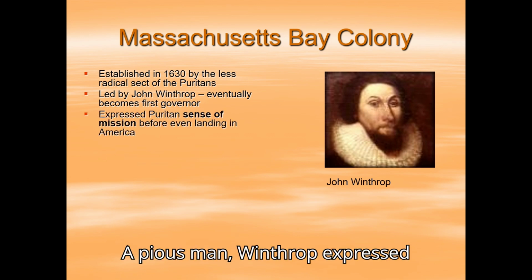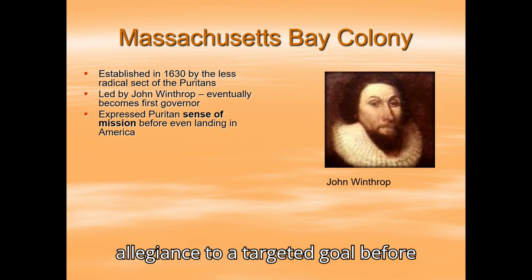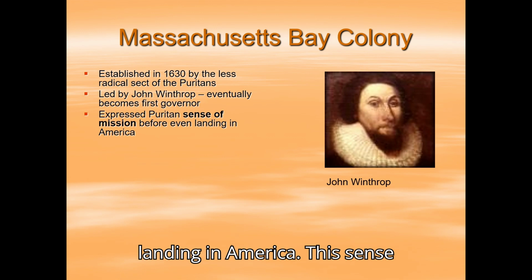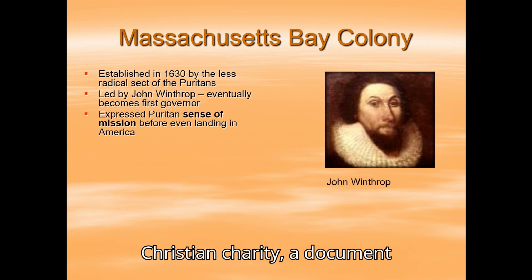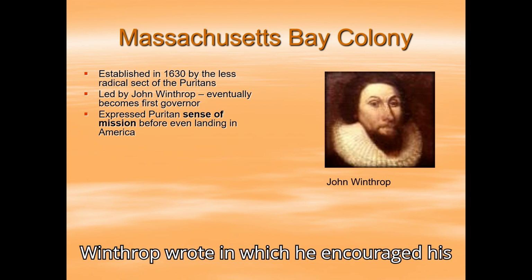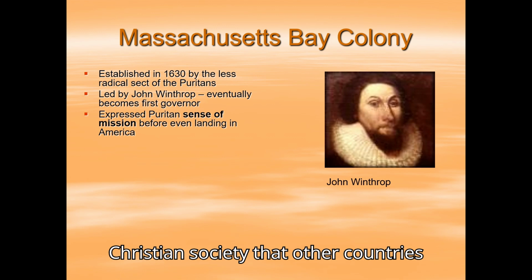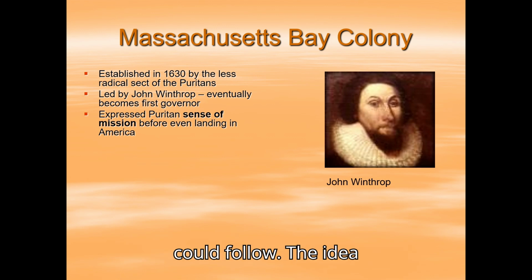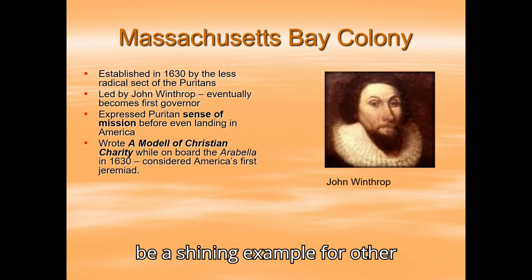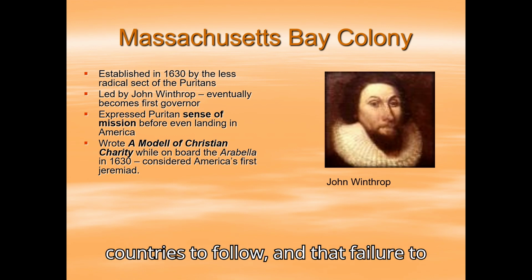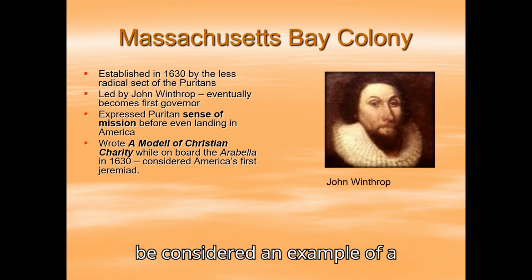A pious man, Winthrop expressed belief and penned the hopes of allegiance to a targeted goal before landing in America. This sense of mission lay at the heart of A Model of Christian Charity, a document Winthrop wrote in which he encouraged his fellow colonists to take seriously the work of establishing a model Christian society that other countries could follow. The idea that their American experience should be a shining example for other countries to follow, and that failure to achieve this would spell doom, could be considered an example of a Jeremiad.